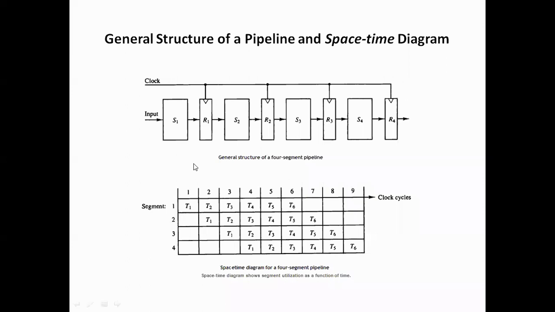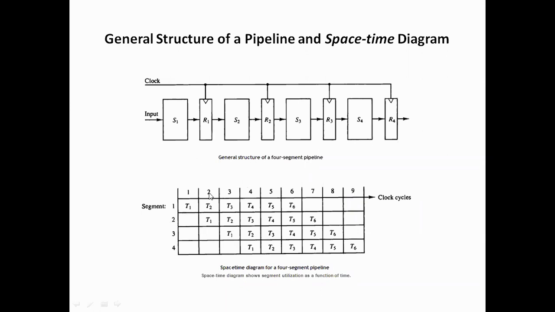So the processor begins to do the operation. What will happen? First, it will take task 1 in the first clock cycle. The task 1 will obviously first go to S1, the segment 1. Done. Nothing in other segments right now.